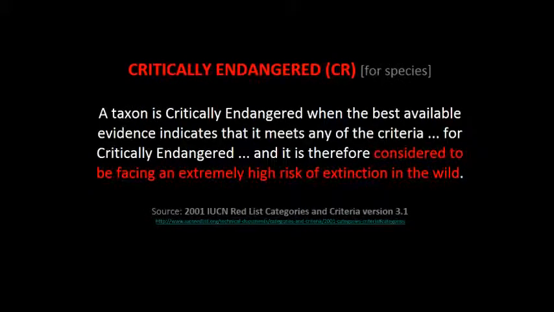So critically endangered, just as an example: a taxon is critically endangered when the best available evidence indicates that it meets any of the criteria for critically endangered and is therefore considered to be facing an extremely high risk of extinction in the wild. These categories are widely adopted in national laws. In Australia, at a national level and at a state level, we have, like, the Nature Conservation Act in Queensland. At a federal level, we have the Environment Protection and Biodiversity Conservation Act. They have categories that allow the federal government and state government to list things, including species, as critically endangered. And then that gives them some greater protection under the law.